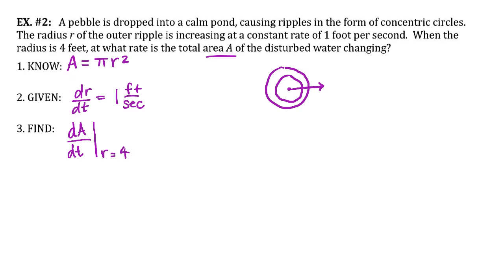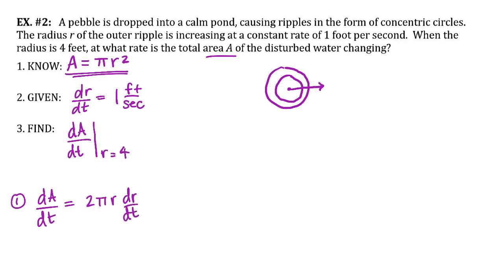All right, the first thing we need to do now that we have our information filled in is find the derivative of what we know. We need to find that derivative. So we're going to have dA/dt equals 2 pi r dr/dt.